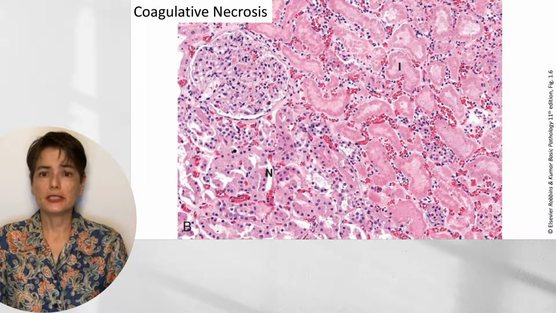And let's take a look at what we see histologically. This is just a beautiful image for compare and contrast. This is a viable kidney. So we can see a glomerulus, you see your renal tubules, and contrast that, please, with this coagulative necrosis.